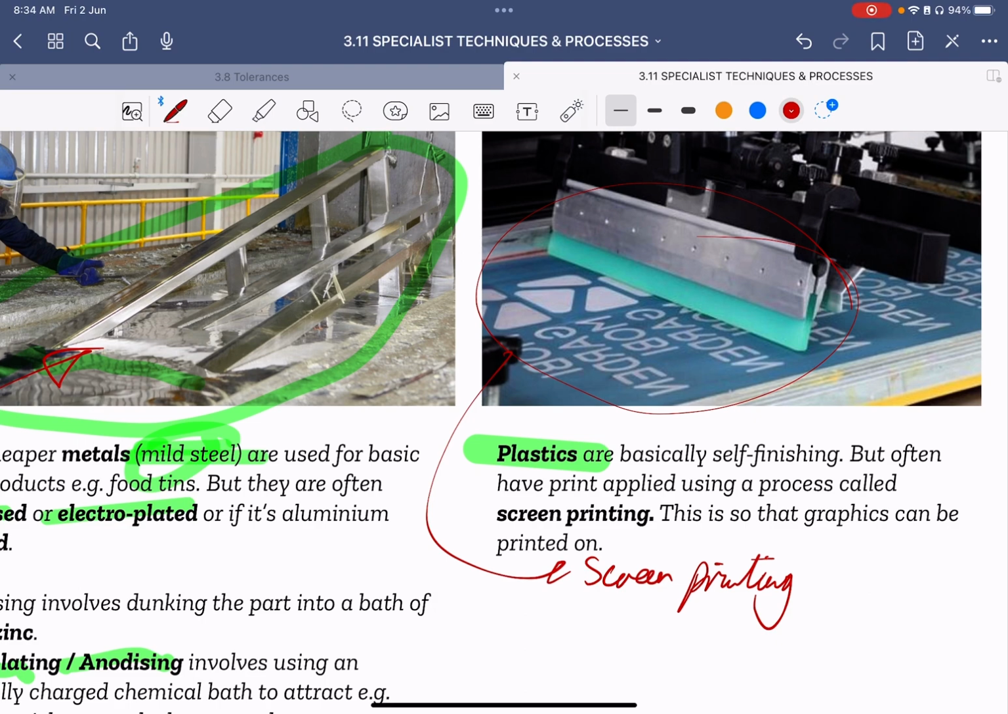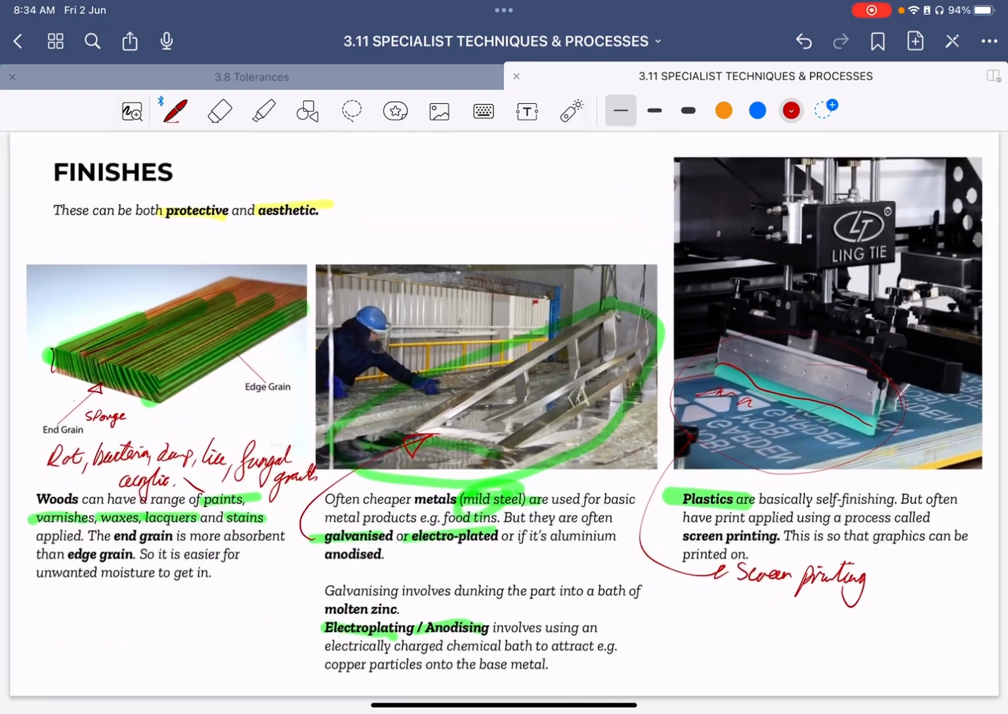So it's just getting ink. They have a screen or stencil which has the gaps left, and then this squishy arm just sweeps the ink through, and it pushes it onto the surface. Yeah, and that's about it.